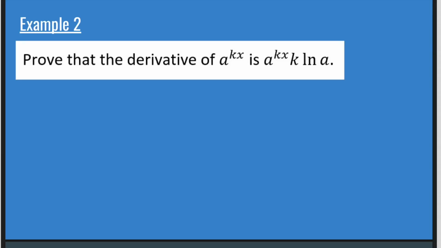Okay, copy this down. We're going to prove the derivative of a to the kx is a to the kx times k ln a. This is like I did before, where I had a minus here, and I ended up timesing it by a minus. You let y equal a to the kx, and then I'm going to do my e to the ln trick. Then drag the power down. I'd watch this, then have a go. And then I'm going to differentiate it.